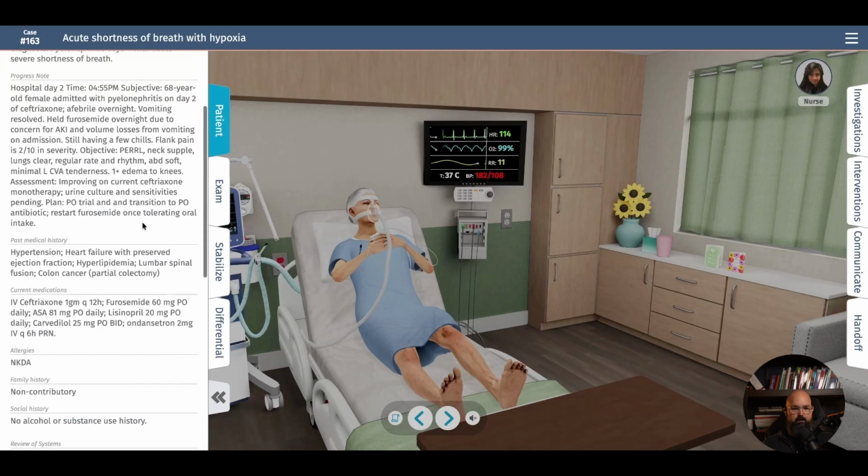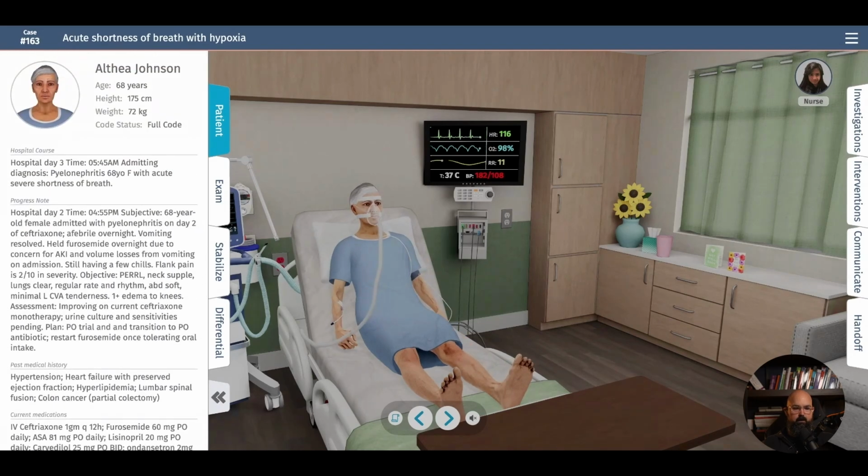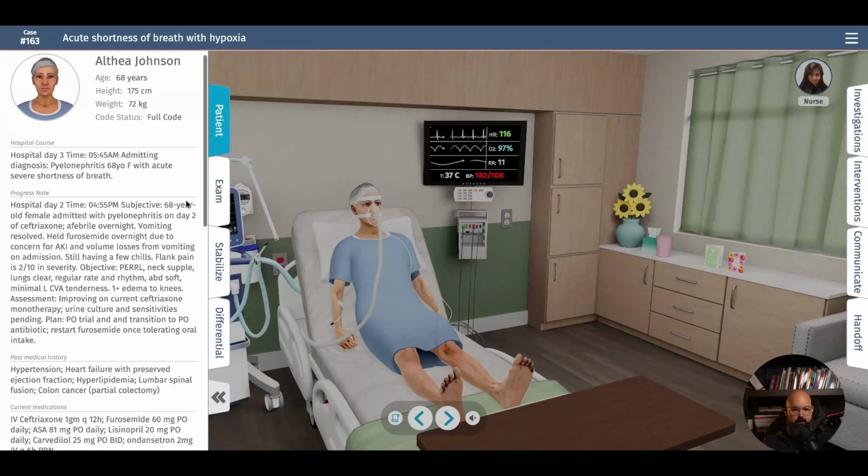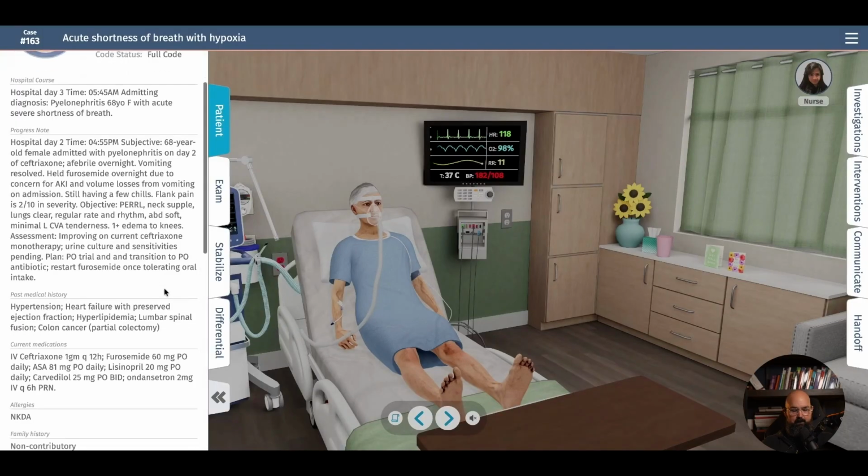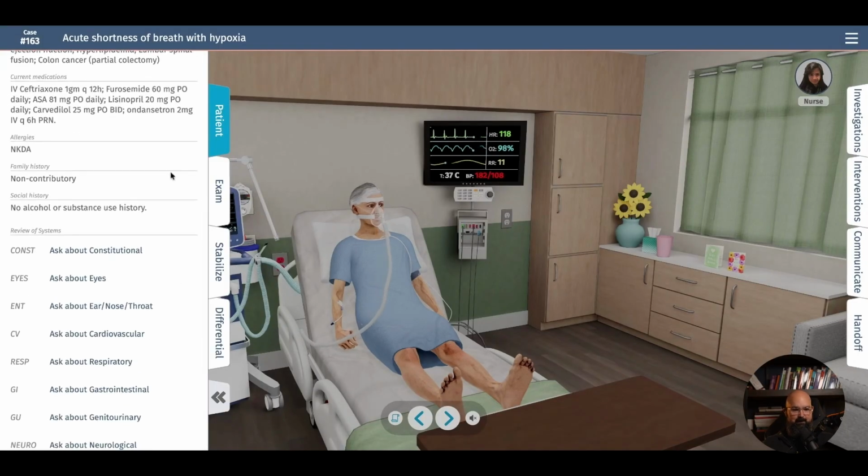So what is this looking like thus far? This patient was admitted with pyelonephritis. They're acutely short of breath. They've stated several times that the patient takes furosemide and didn't get furosemide. And it also notes a history of HFpEF, that's heart failure with preserved ejection fraction. So she probably needs that Lasix.